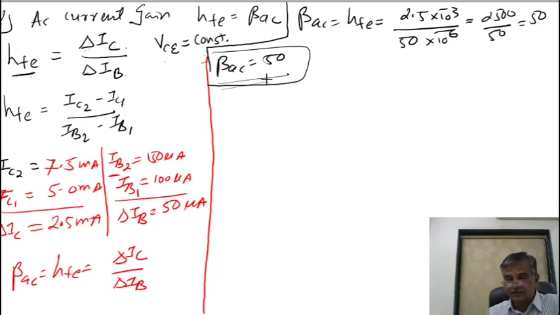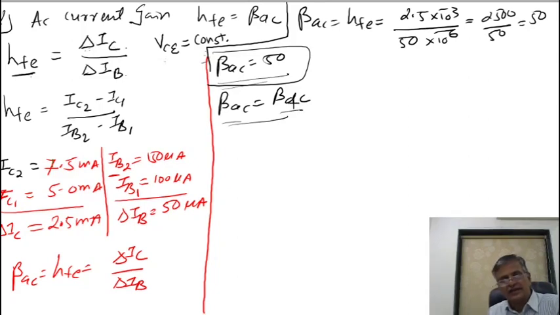So you may have a question: is it necessary that beta AC and beta DC should be the same? Not necessary. For a given transistor, AC current gain and DC current gain need not be the same. But if the collector current is moderate, not too high and not too low, then we take beta AC and beta DC to be the same, as a single value, beta.